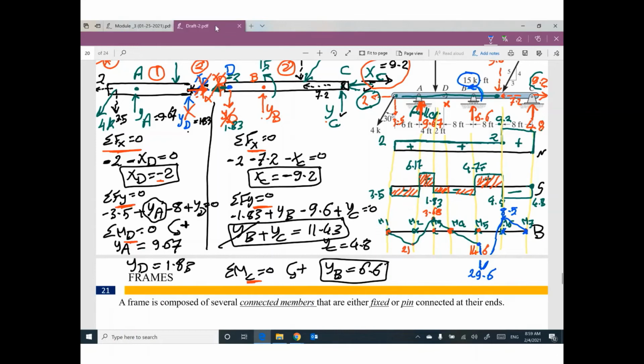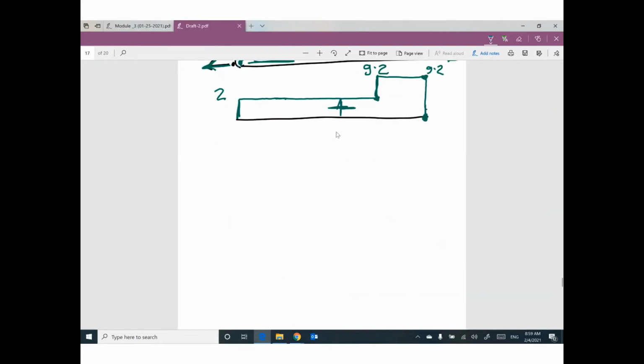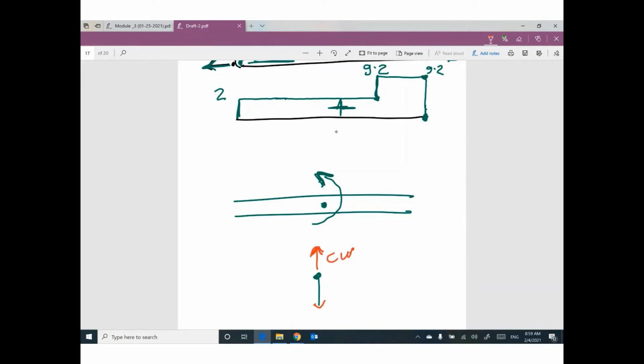So please keep in your mind, if you have a concentrated moment, you should expect a drop in the bending moment diagram, down or up based on the direction. You will go up if this one is clockwise direction. You will go down if this one is counterclockwise direction.